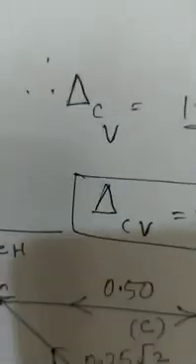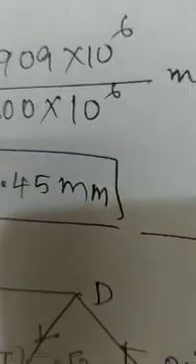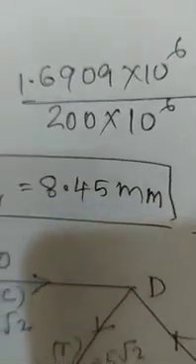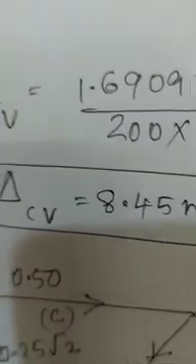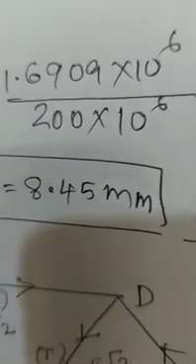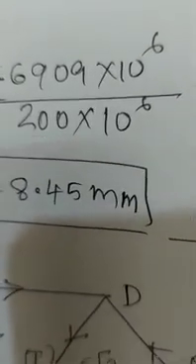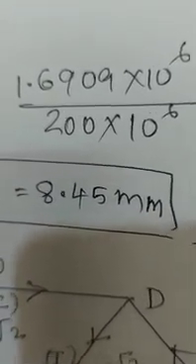So finally the delta CV value will be in meters. 10 power 6, 10 power 6 cancels. So you will get the value of deflection at C as 8.45 into 10 power of minus 3 meter, or 8.45 mm.